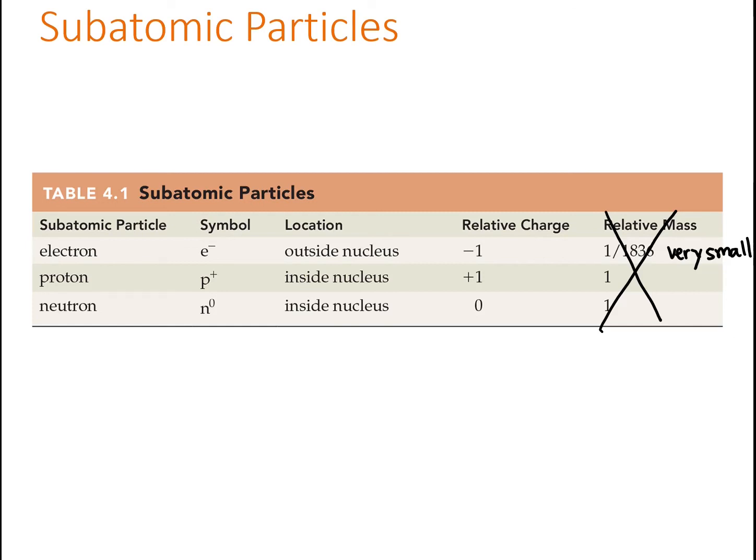Then there's the proton, which is positively charged, so its symbol is a p with a plus sign. It is inside the nucleus, and its relative charge is +1. Its size is comparable to that of the neutron. So that's what you should know. The electrons are very small. Protons and neutrons are about the same in size. The neutron, its symbol is n0. It's inside the nucleus along with the protons, and it has no charge. Okay, neutrons have no charge.